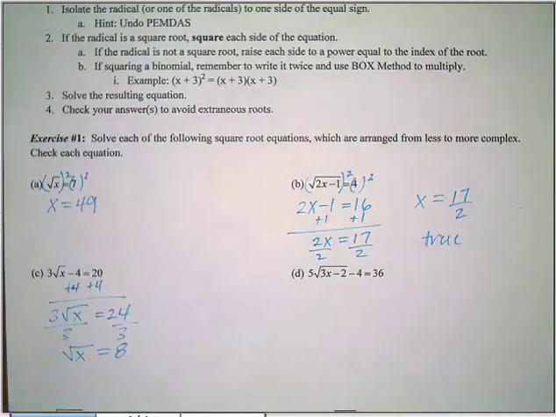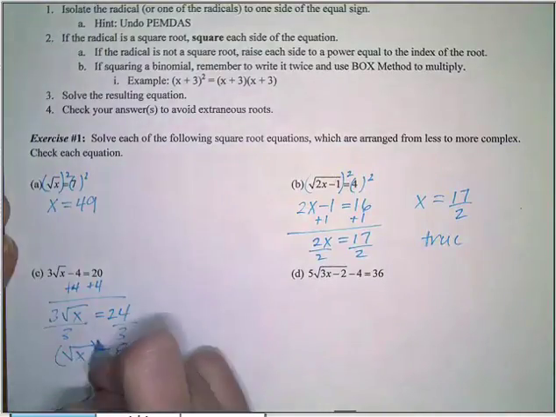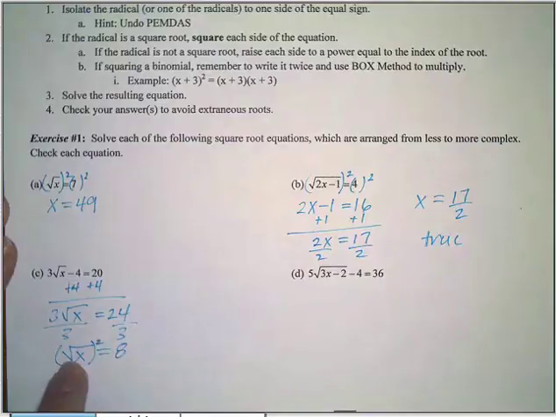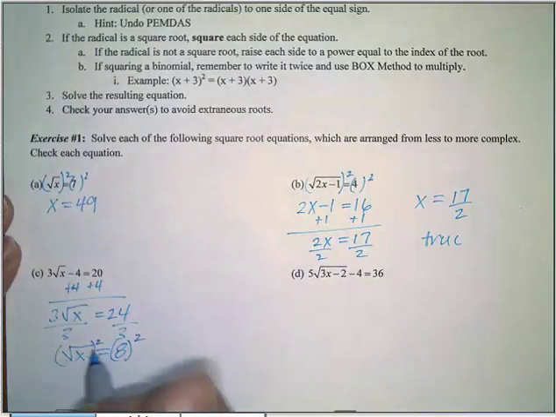Now how do I undo the radical? I square it because the index, remember, of just the square root is 2. That's why I raise it to the power of 2. So square root and squared undo each other, so x equals 64.